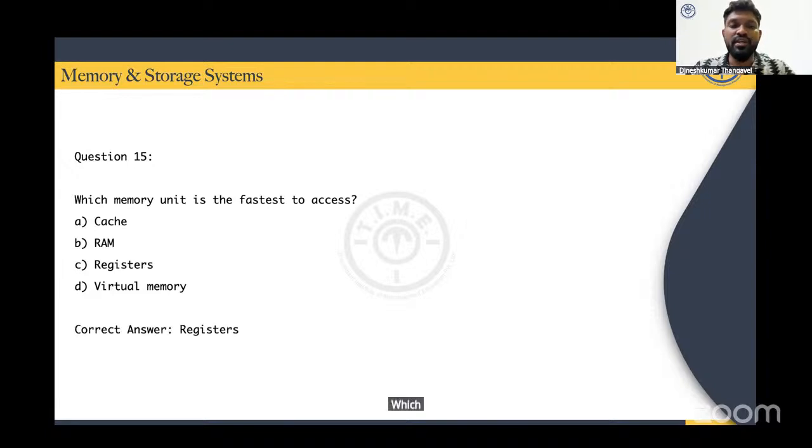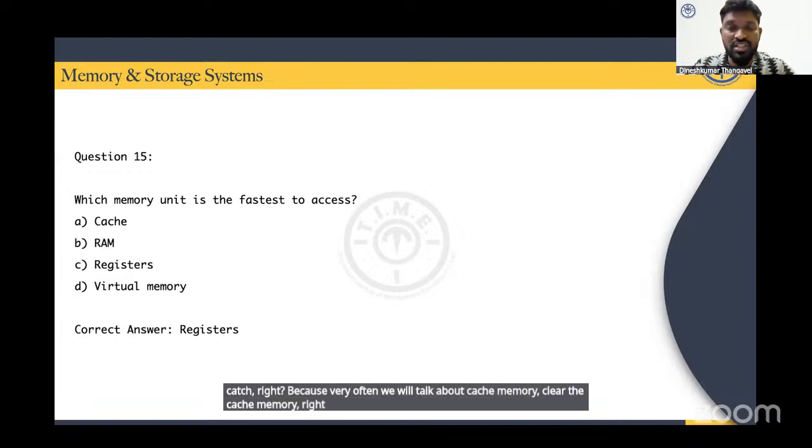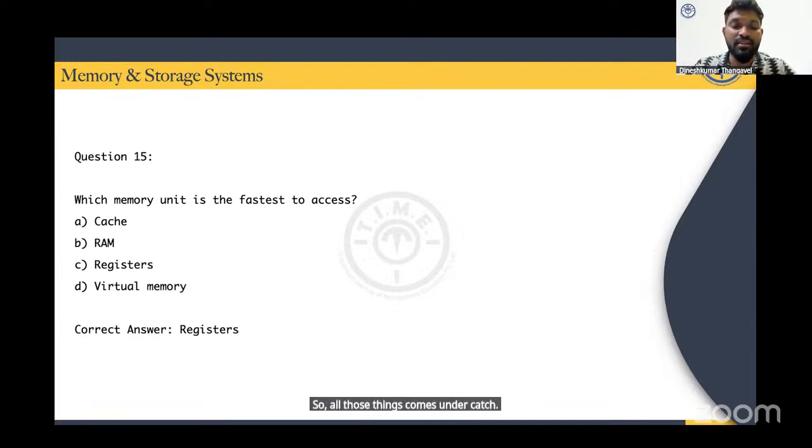Which memory unit is the fastest to access? We have four: cache, RAM, register, and virtual memory. The moment people read this question, they would answer cache, right? Because very often we talk about cache memory, clear the cache memory, right? Clear the browsing history, clear the log. So all those things come under cache. But the fastest one is register.